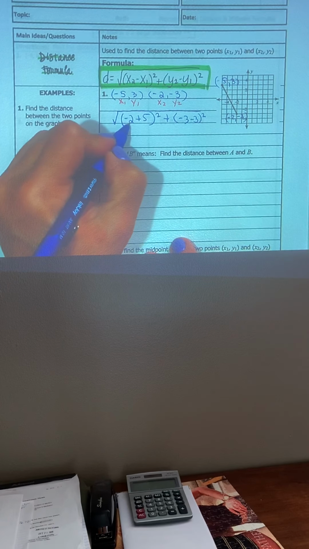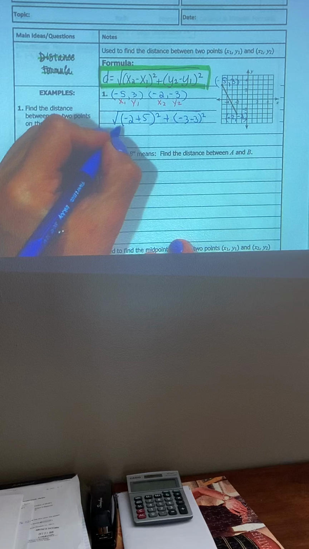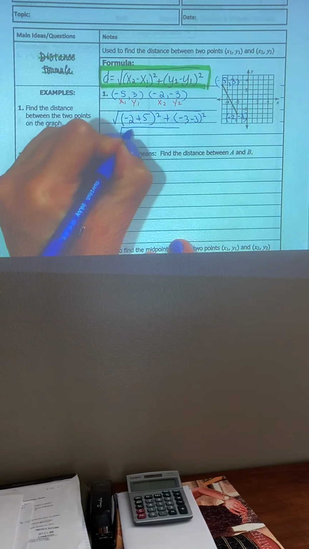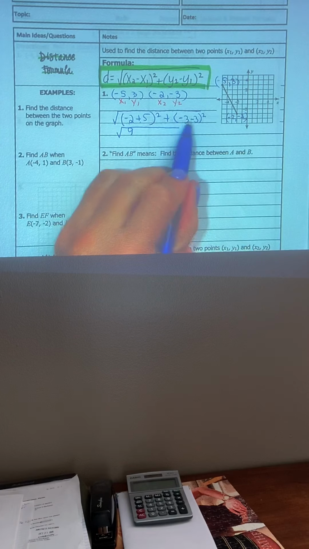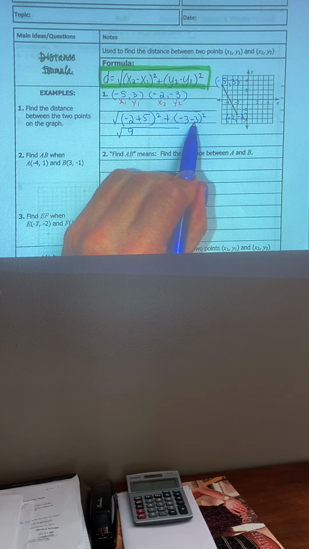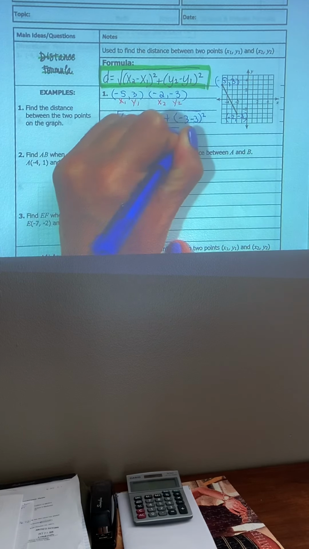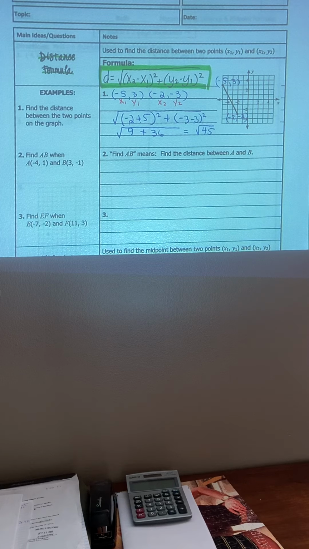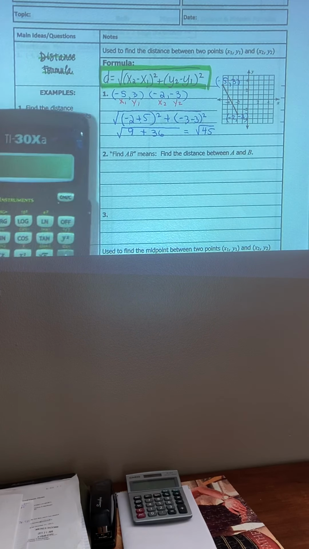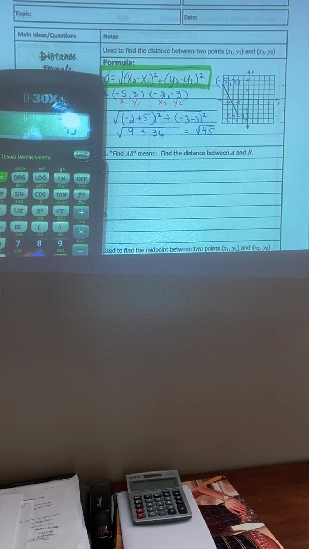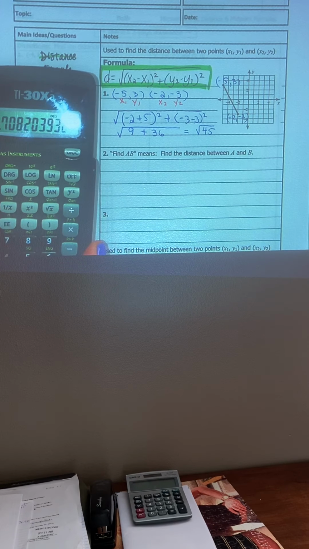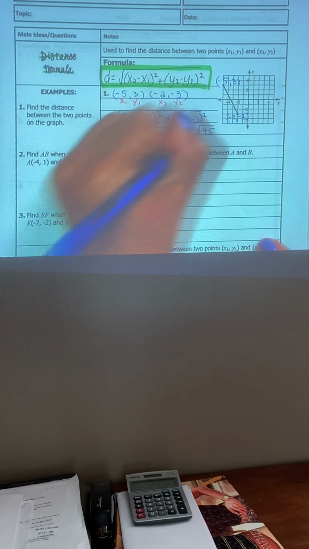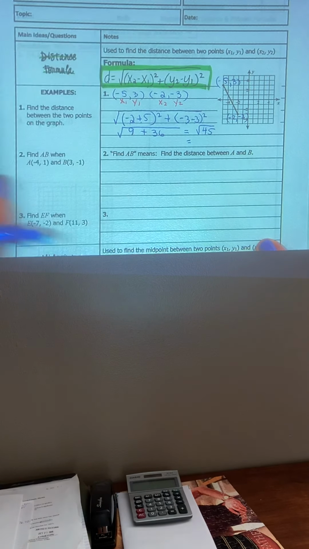All right, so -2 plus 5 is 3, and 3 squared is 9. -3 minus 3 is -6. -6 squared is 36. All right, and we get square root of 45. We use our handy-dandy calculator here. Square root of 45, and we get 6.71. Round to the nearest hundredth. So we get 6.71.